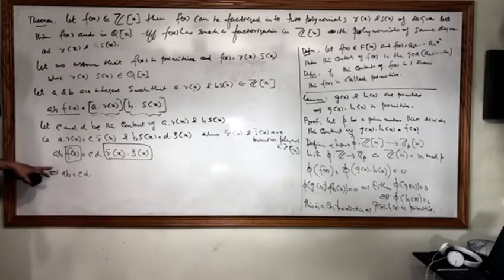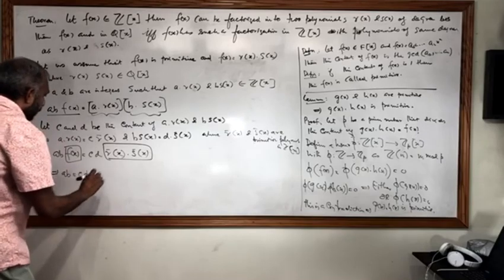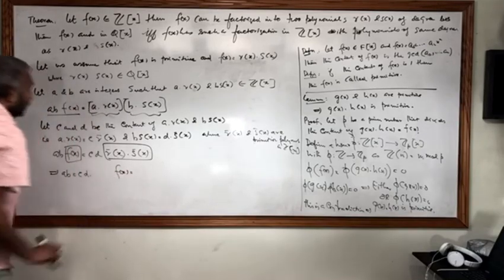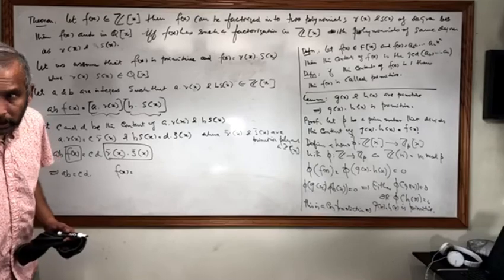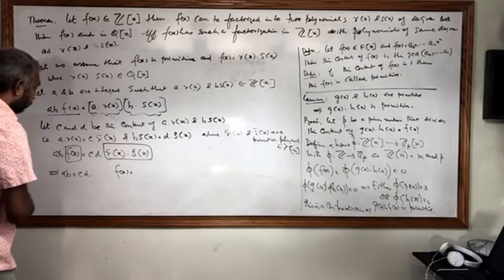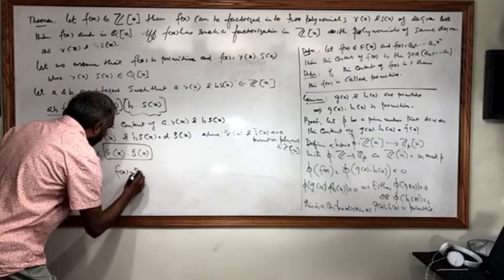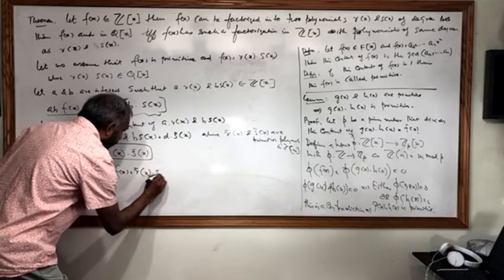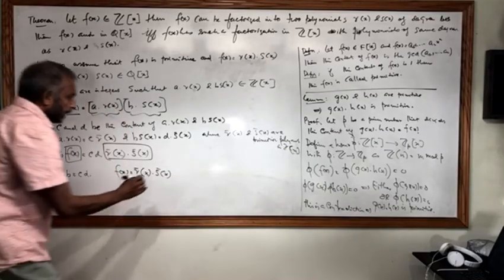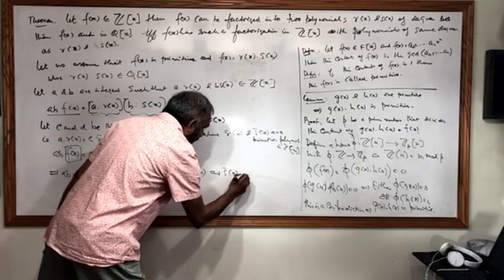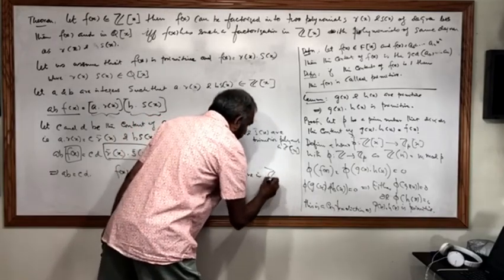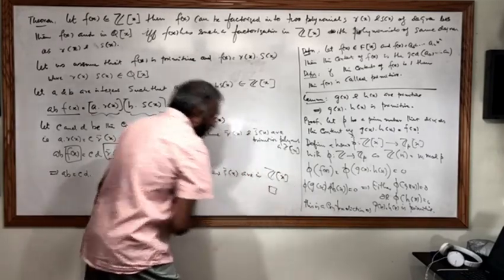And what does that mean? That means f of x is equal to r prime of x times s prime of x, and r prime of x and s prime of x are in Z of x, and that completes the proof.